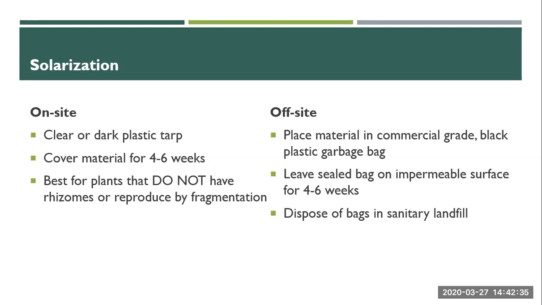This is best for plants that do not use rhizomes or fragmentation for reproduction because they can spread horizontally and cause new populations outside of the tarped area if you're not careful. So it's best to know your plant before you do this. So there's information on specific plants on our website that you can look up if you're concerned about a specific plant. Offsite is very similar.